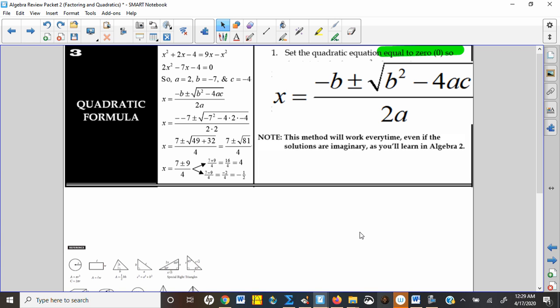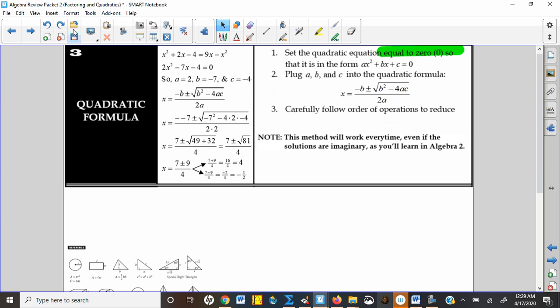And there's even a cool song that goes with it. And it goes like this. X equals negative b plus or minus the square root of b squared minus 4ac all over 2a. So sorry you had to listen to that, but know it, don't forget it.